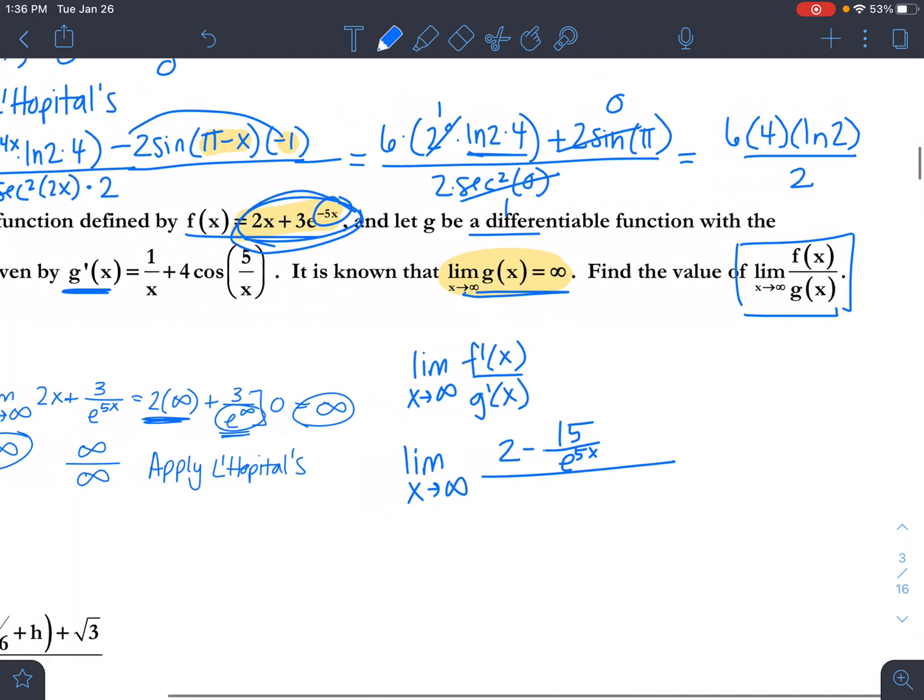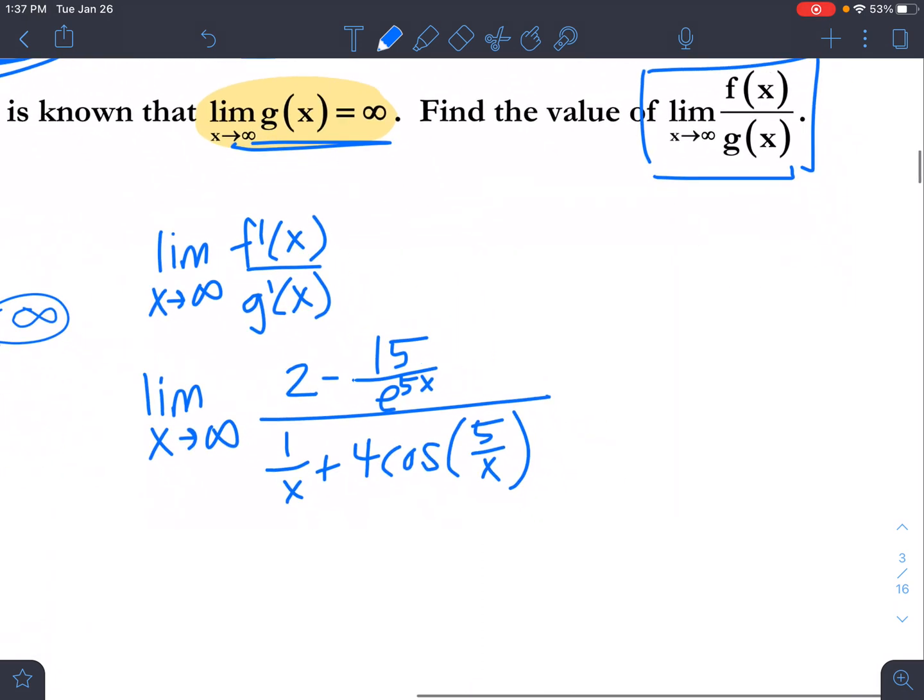Denominator is given to me right here. I'll highlight it in purple. G prime, 1 over x plus 4 cosine of 5 over x. All right, so we're going to plug in infinity, hypothetically. So I want you to think about what's going to happen. This is good review because it's a little bit abstract. Back to unit 1. So this would give me 2 minus 15 over e to the infinity.